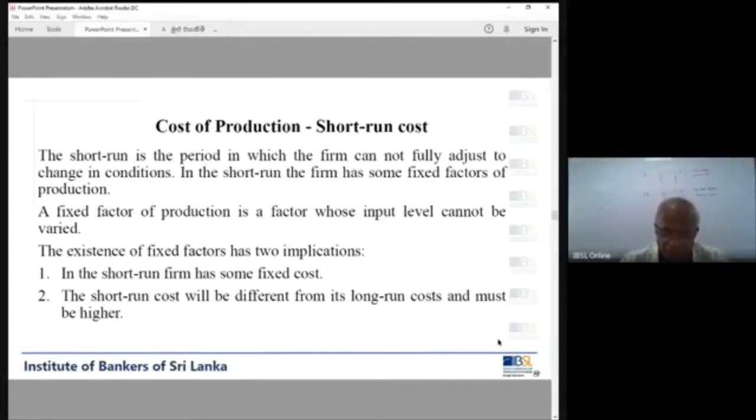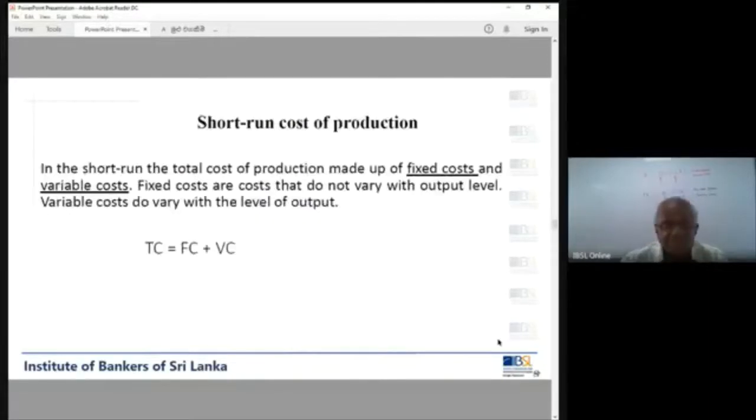These are the two implications. Because there is a fixed factor, there is a fixed cost. Because there is a fixed factor, short run cost is higher than the long run cost of producing the given amount of output. Now the equations. In the short run, the total cost of production is made up of fixed cost and variable cost.